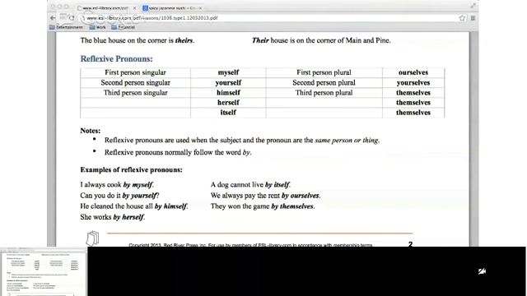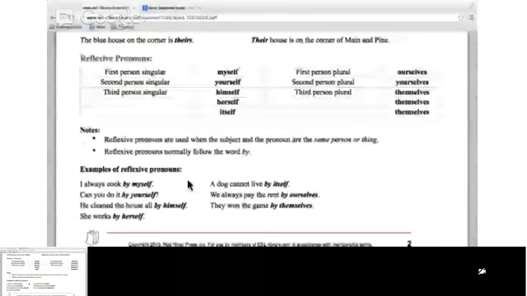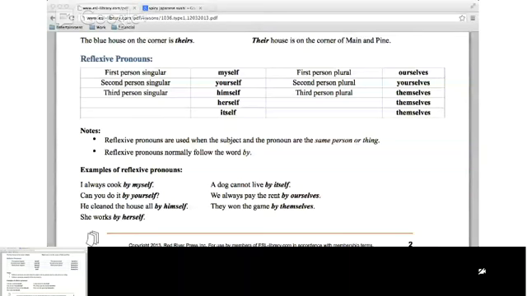Reflexive pronouns. First person singular, myself. Second person singular, yourself. Third person singular, himself, herself, itself. First person plural, ourselves. Second person plural, yourselves. Third person plural, themselves. Note: reflexive pronouns are used when the subject and the pronoun are the same person or thing. Reflexive pronouns normally follow the word by.